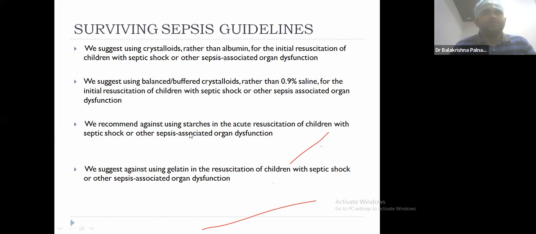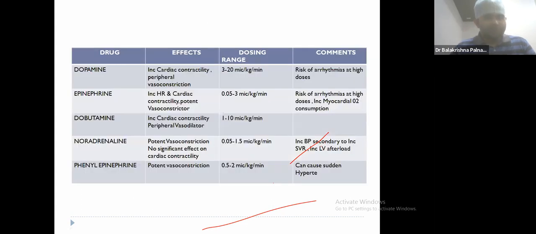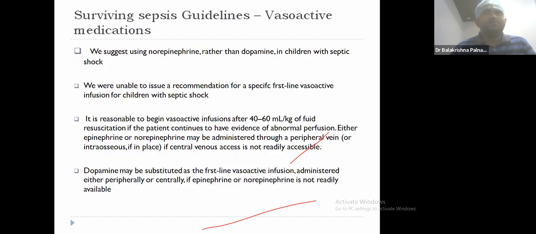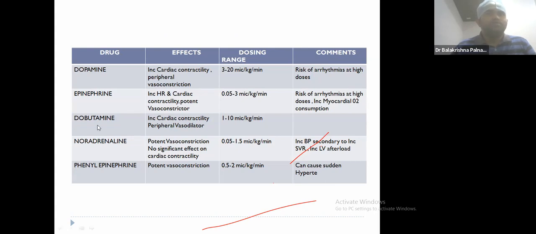So we recommend against using starches in the acute resuscitation, like your gelatin or dextran or Gelofusine. So we suggest against using gelatin in resuscitation of shock. So the best option is crystalloids, in that balanced crystalloids. So coming to the inotropes. These are the various inotropes available.